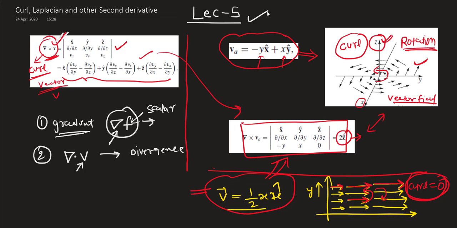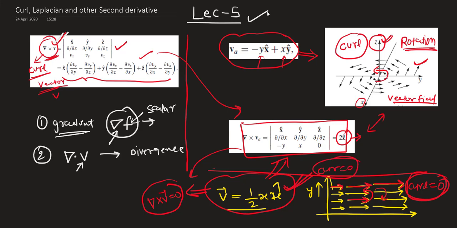And if you calculate mathematically from this expression also, you will get the curl, del cross V, is equal to 0. So if you know the intuition and the geometrical meaning of the curl, you can simply look at the expression and say the curl is equal to 0.